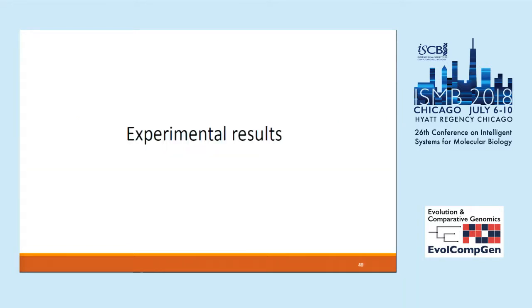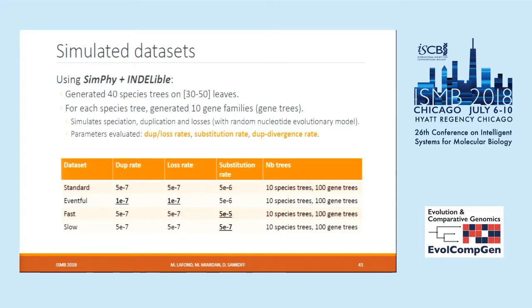Okay? So let me talk about experimental results. So we implemented this whole pipeline, and we performed experiments on simulated datasets and empirical real datasets. For the simulations, we use SymPhy in conjunction with Indelible. SymPhy can simulate species trees and gene trees with duplications, losses, horizontal gene transfer, ILS. Here we just use duplications and losses.